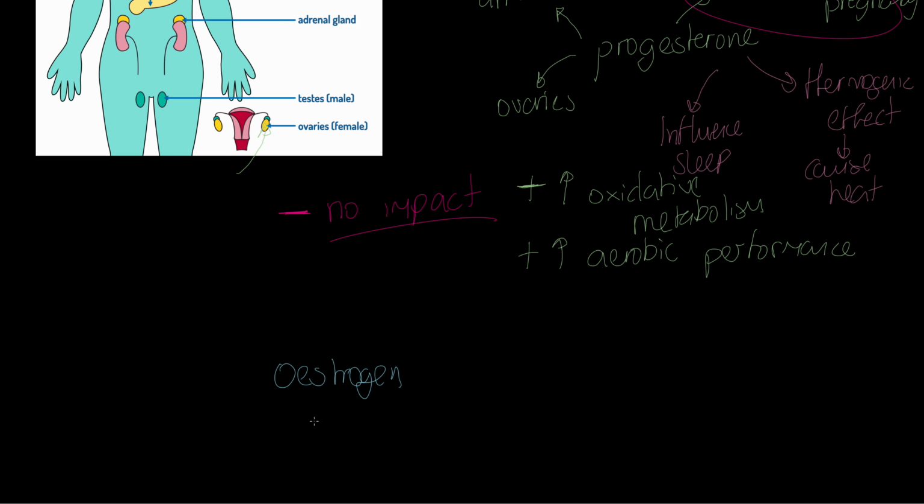So just bear that in mind. So again, produced in the ovaries predominantly. Why is this stuff important? Well, these are some of the impacts of estrogen.